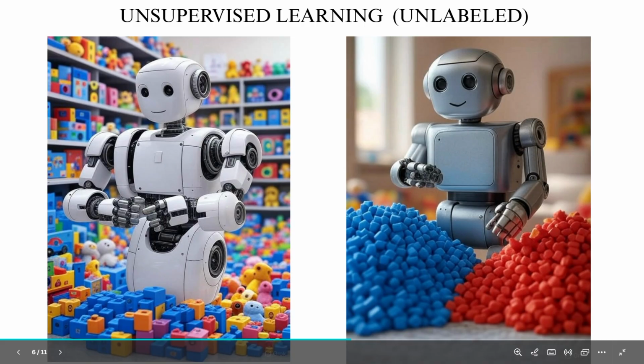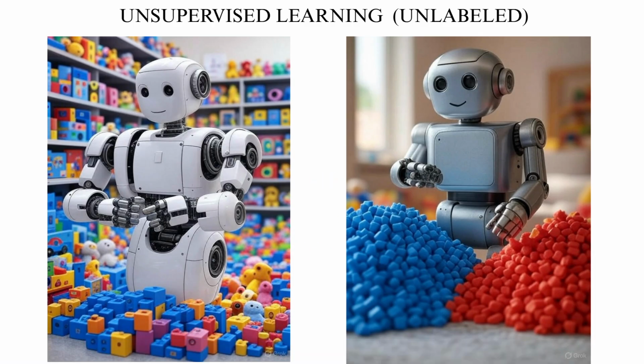So, what does it do? It looks at the toys. Maybe some are big, some are small, some are red, some are blue, and the robot starts grouping them. These look alike. These are different. Like that. That's called finding patterns without being told what is right and what is wrong. It's like solving a puzzle without a picture on the box. So, what we learned: supervised learning deals with labeled data, and unsupervised learning deals with unlabeled data.